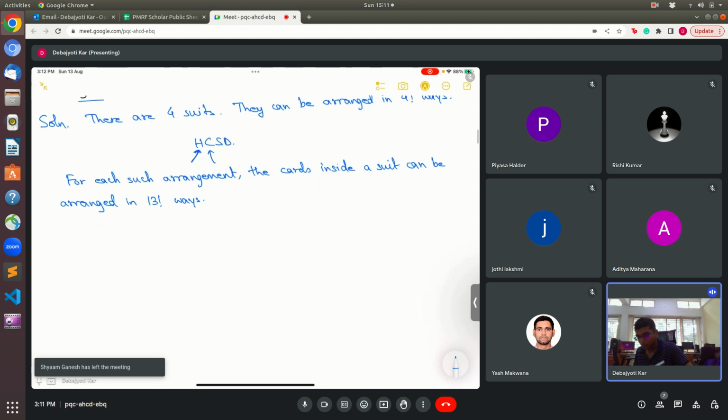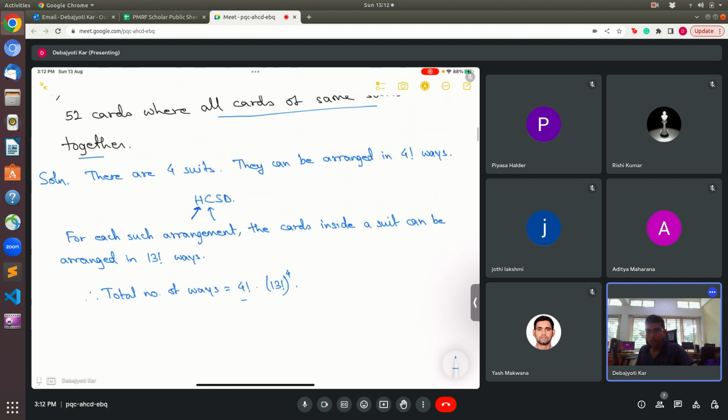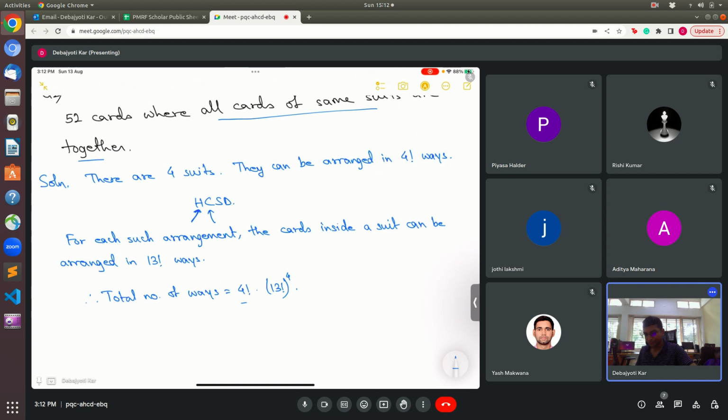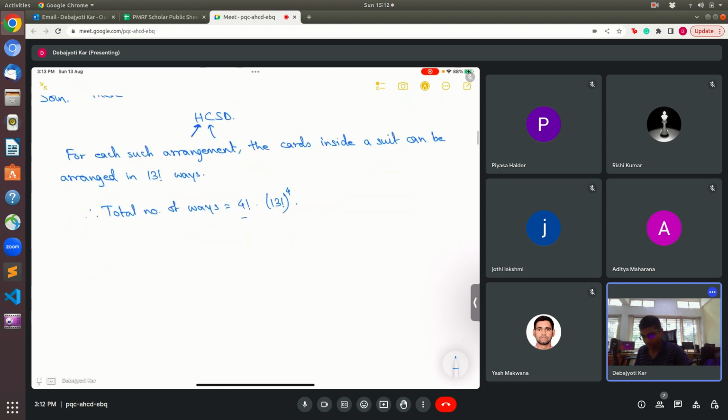Okay, so then what is the total number of possible ways? This thing, right? So 4 factorial for the suits, and then inside each suit we have 13 factorial. So this is the total number of possible ways. Okay, so I hope this is clear.